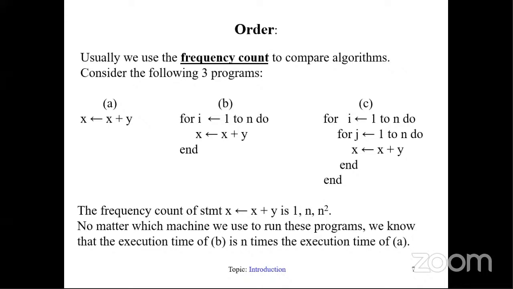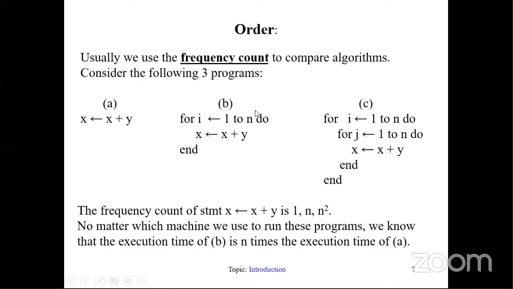So let us consider the same operation for x plus y, putting the value back into x, when i goes from 1 to n, and j also goes from 1 to n. So for each value, i can be 1, another instance of i can be 2, and it can go on to n, and also j from 1 to n. Now the frequency count of this statement, STMT being short for statement, the statement x equals x plus y, is 1, n, and n squared.